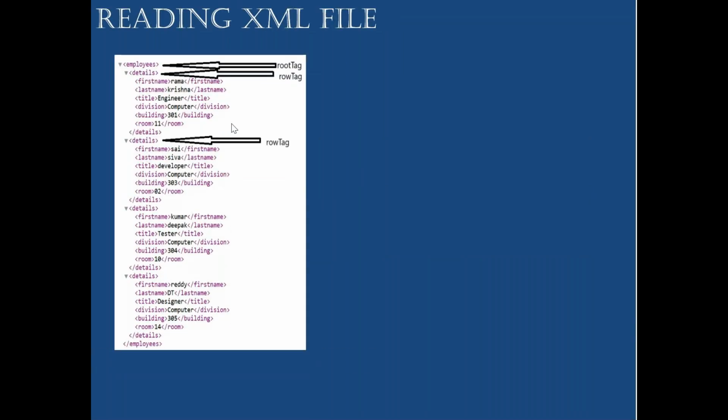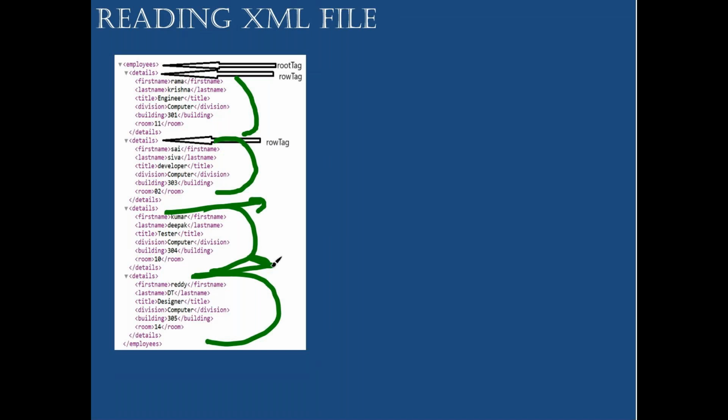So this is the XML, team. An XML file looks like this. This employees is called the root tag. Under employees, this is one employee, so this is called one row. That's a row tag. This is another row, again a row tag. This is another row. That's why this details is also a row tag. This is again one more detail, one more row, a row tag. That's why details is a row tag, which indicates a row. Employees is the main tag, that's why it is called the root tag.